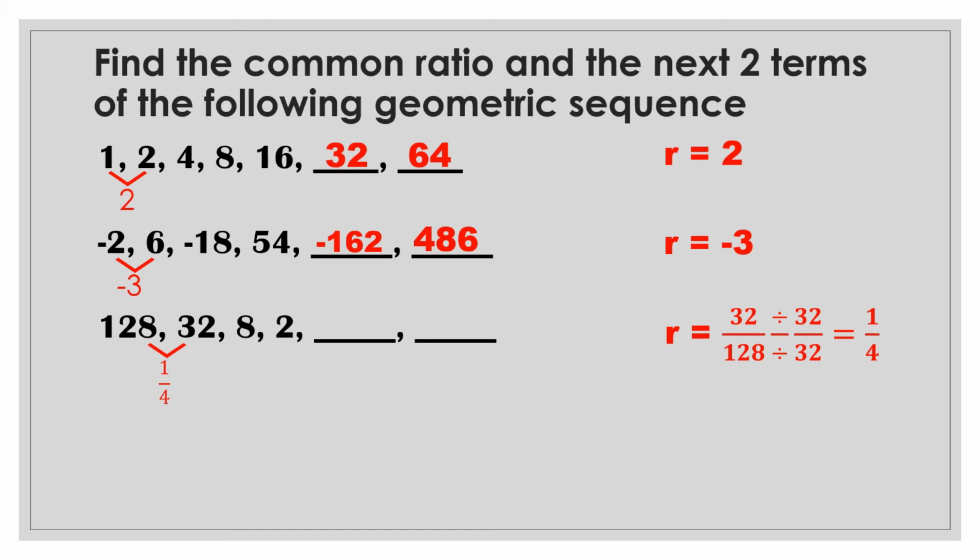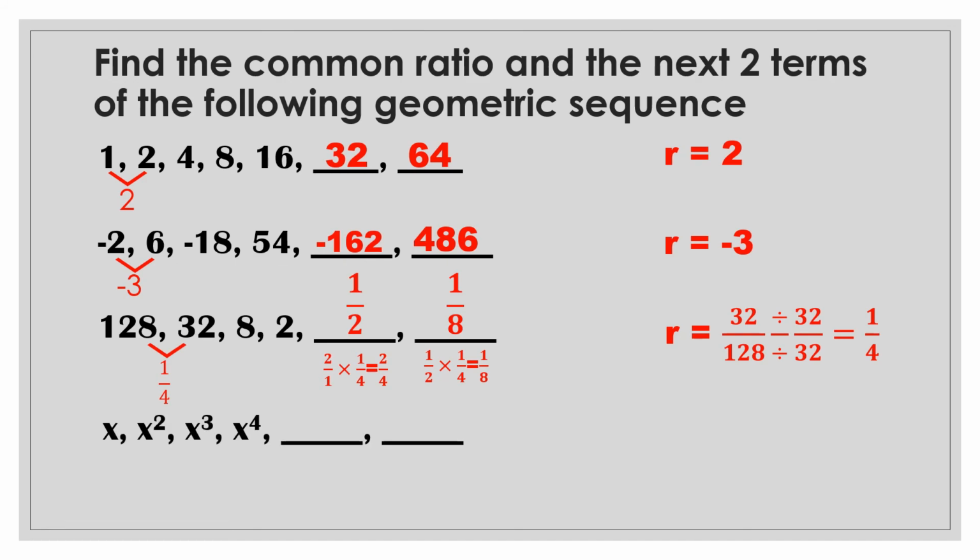Now let's find the next terms. For the next term, we multiply 2 times 1/4, which gives us 2 over 1 times 1/4. We multiply the numerators: 2 times 1 is 2. We multiply the denominators: 1 times 4 is 4. Since this is a proper fraction, we simplify our answer, which gives us 1/2. For the next term, we multiply 1/2 and 1/4. Multiply the numerators, that's 1. Multiply the denominators and you will have 8. Therefore, our next term is 1/8.